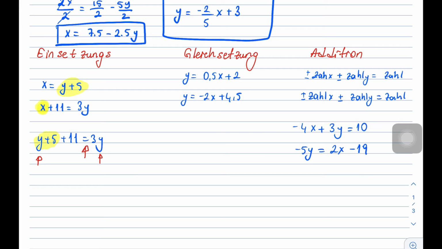Sometimes it's given like y is equal to blah blah blah, and then y is equal to this. Then we say, if y is equal to that, y is equal to, isn't it the same y? Yes. Then can I say y is equal to y? Of course. Then here actually I'm using Gleichsetzung. Instead of y, I write 0,5x plus 2. Instead of this y, I write 2x plus 4,5. And then, isn't it easy to solve now?